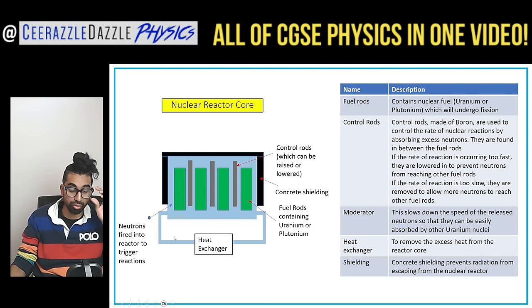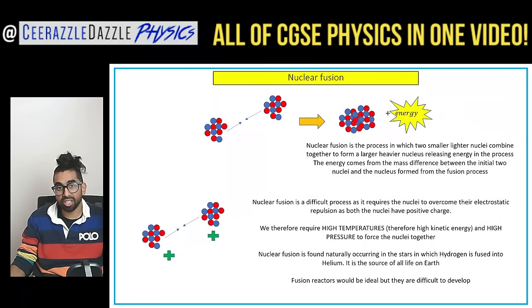The heat exchanger is used to remove heat from the whole system, so therefore it doesn't overheat. And then shielding is the concrete shielding on top, just to prevent the radiation from escaping. Nuclear fusion. Nuclear fusion is the other process.